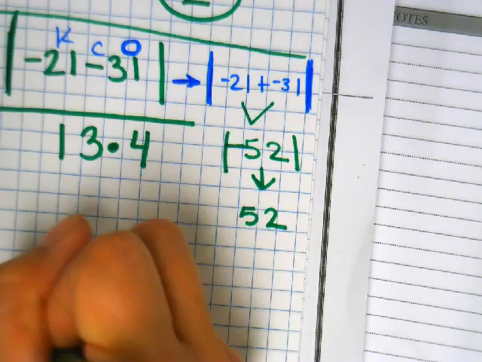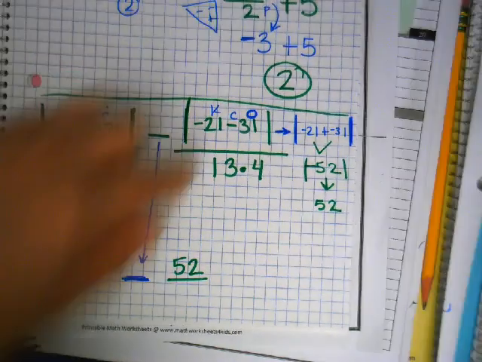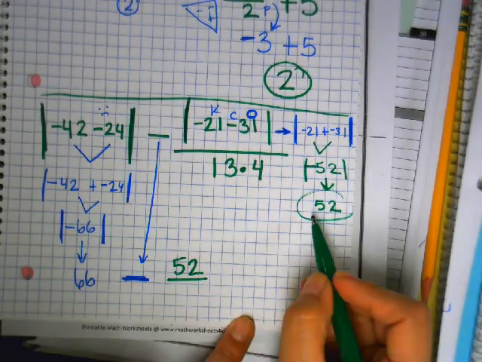52 divided by, whoops, I wrote it over here. All right. So this one, put it right over there. 52 divided by 62.